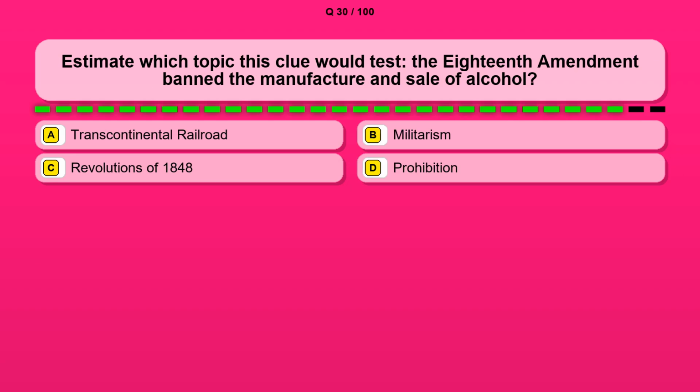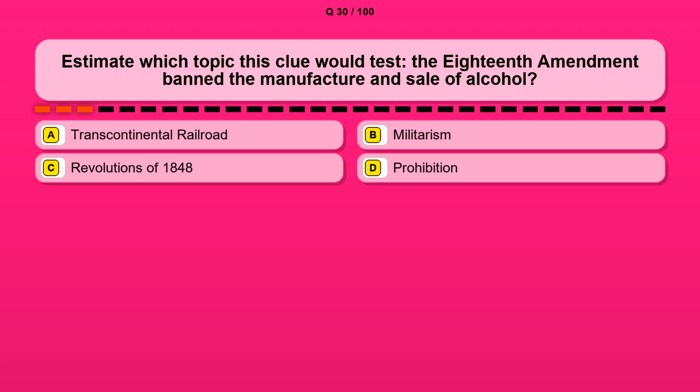Question 30. Estimate which topic this clue would test. The 18th Amendment banned the manufacture and sale of alcohol. Option A, Transcontinental Railroad. Option B, Militarism. Option C, Revolutions of 1848. Option D, Prohibition.